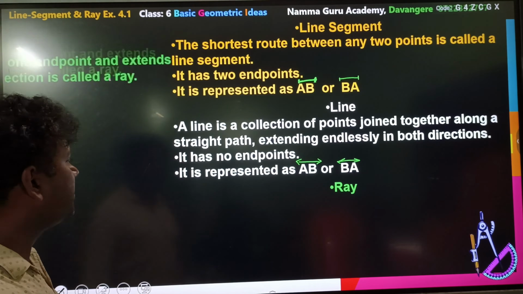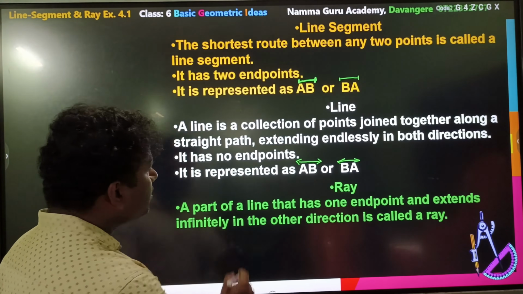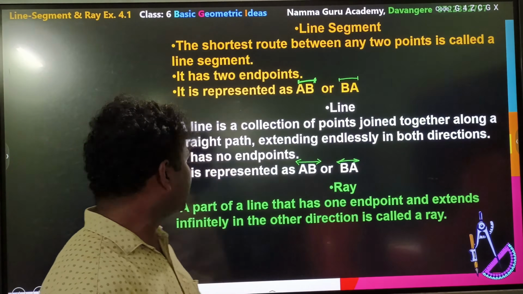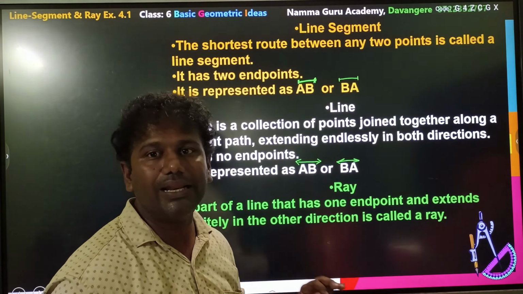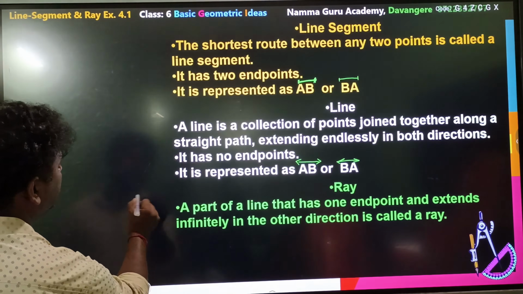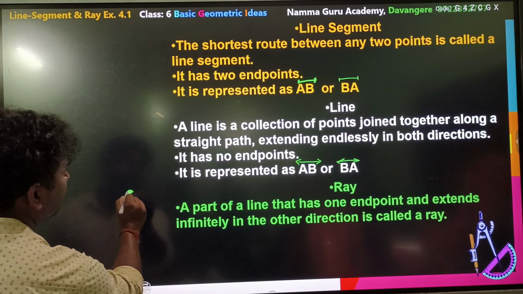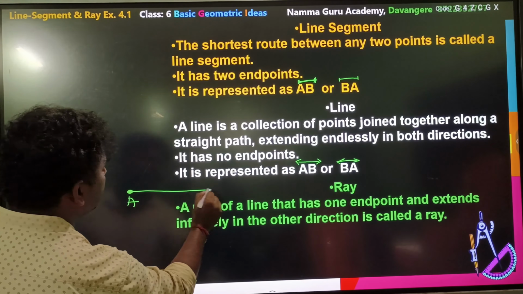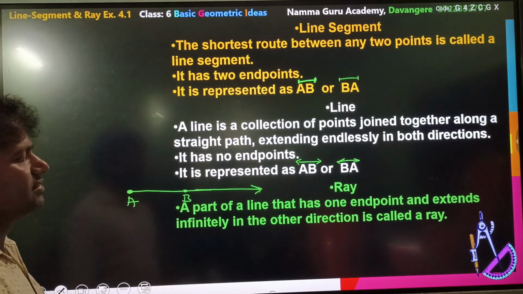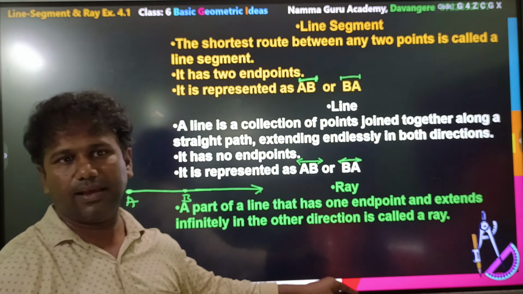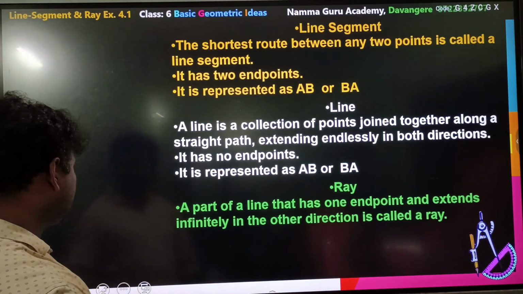Third one, ray. What is a ray? A part of a line that has one end point and extends infinitely in the other direction is called a ray. What is a ray? Already we have learnt it. In one side there is an end point. In another side, it is extending endlessly. It is called a ray. I hope you have understood it clearly.